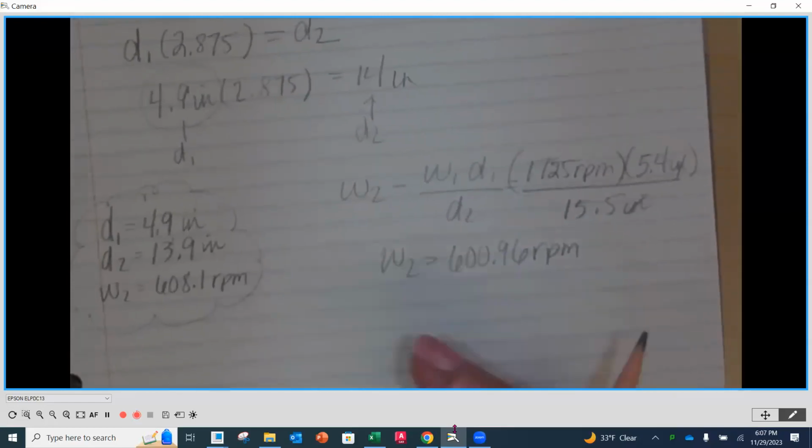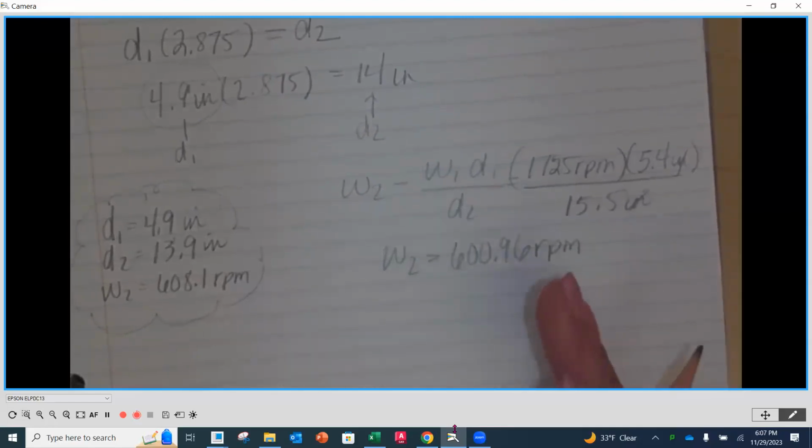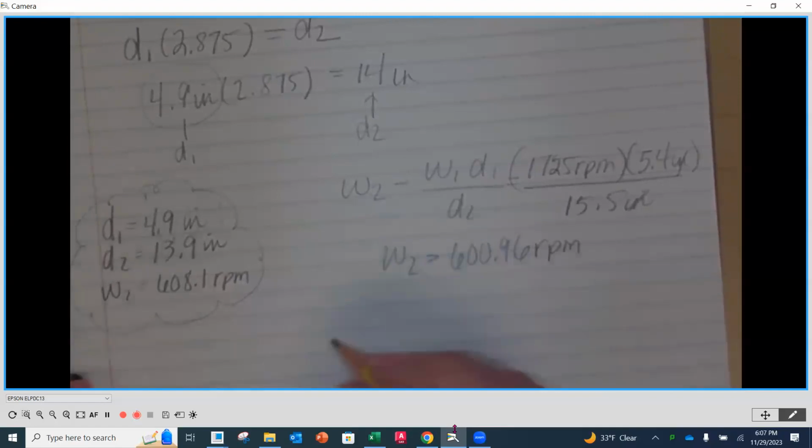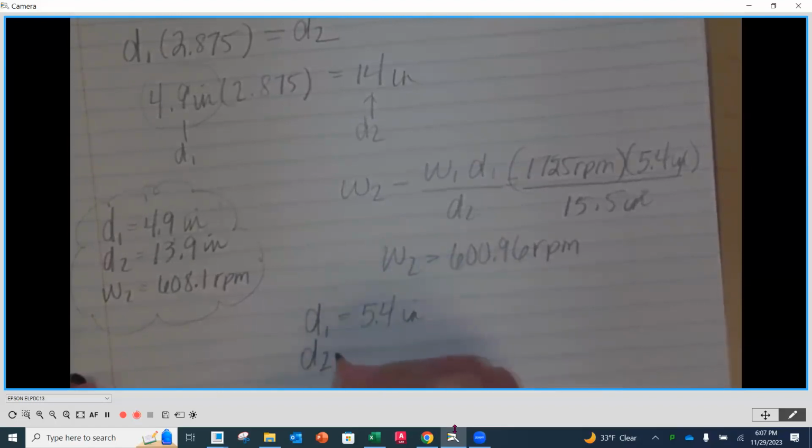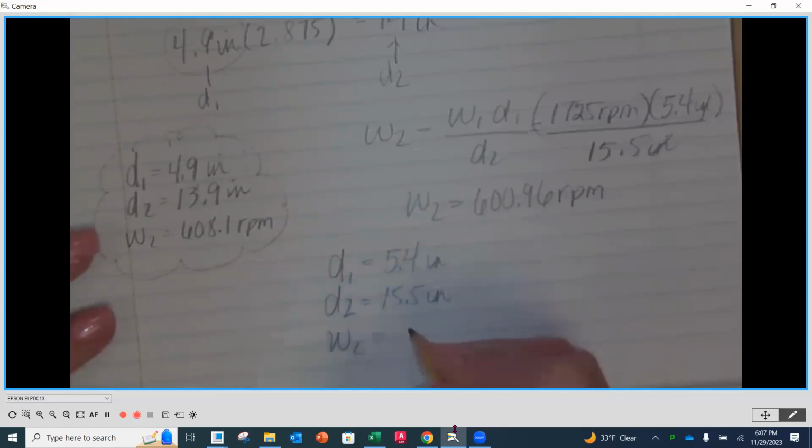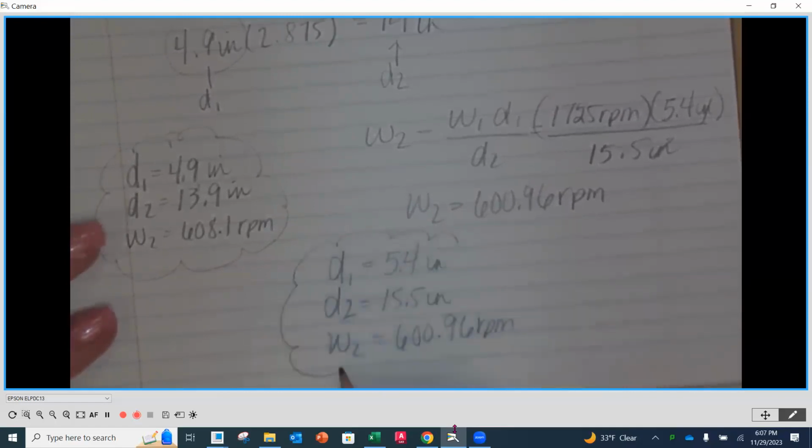So this pair would not be non-valid. I mean, it would be fine, right? And it is close enough. You as a designer get to make that decision, and you would know more about your application and how critical it is. But we can be right on practically, and we want to do that. So we're going to go with D1 equal to 5.4 inches, our D2 is 15.5 inches, and our W2 is going to be 600.96 RPMs. This is the one we're going to proceed with.